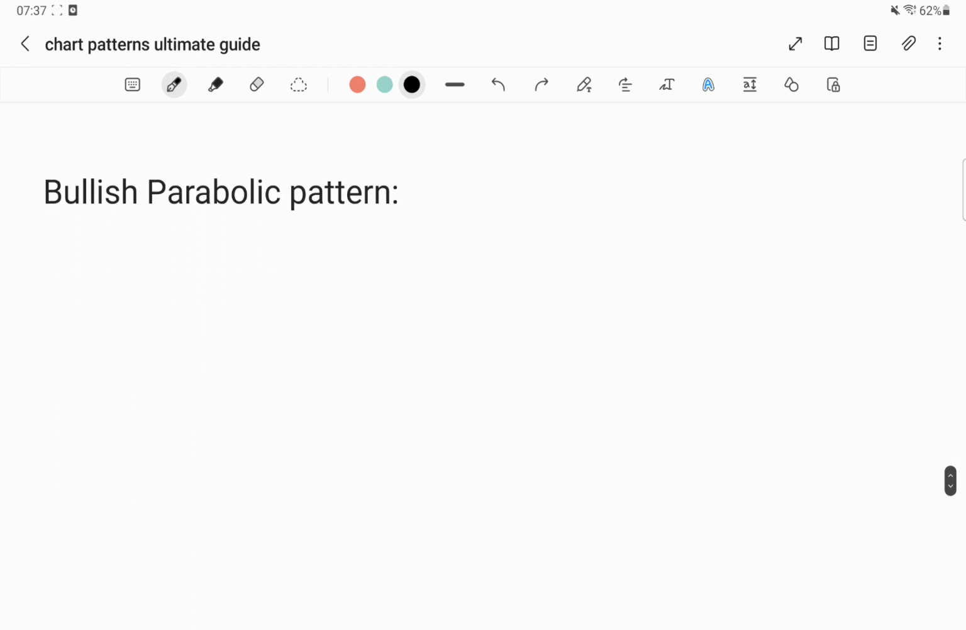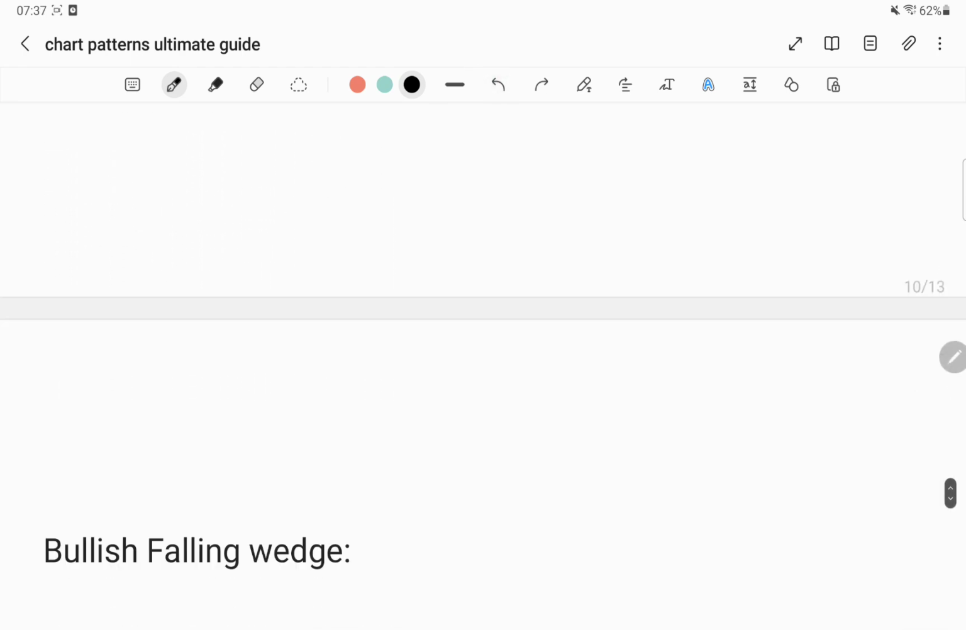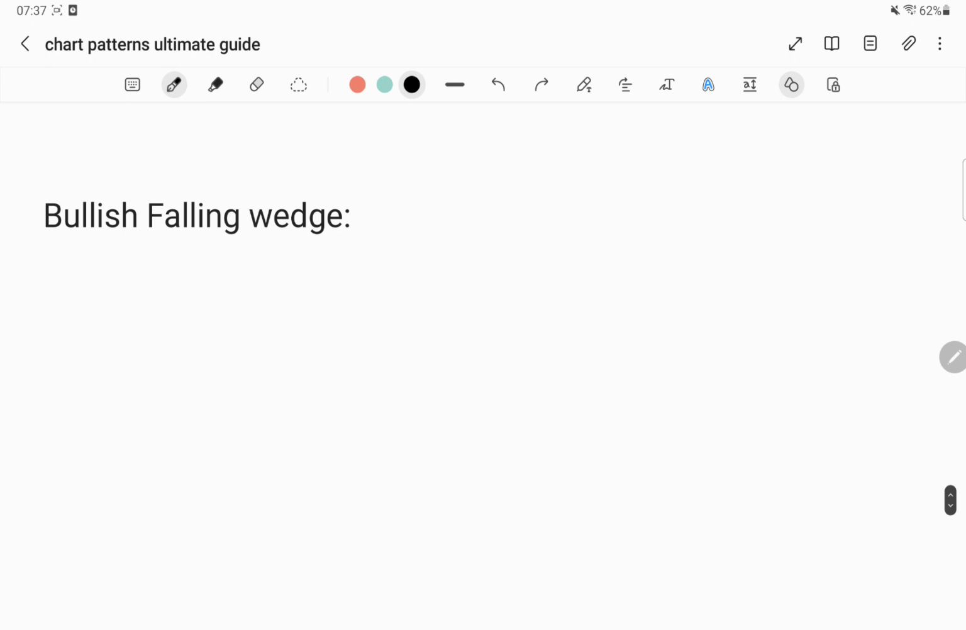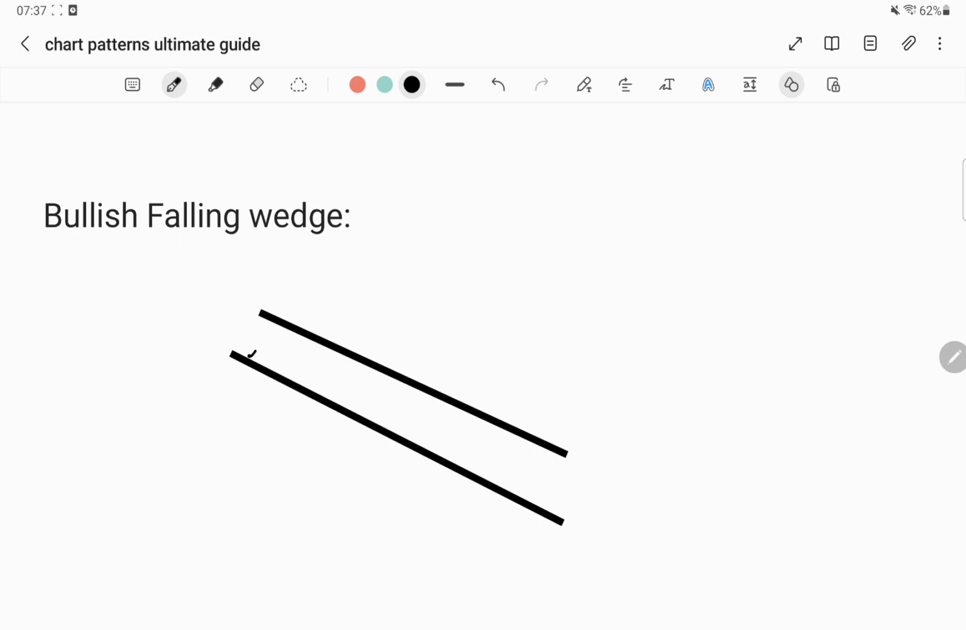Oh, it's right there. There you go. It wasn't written at the top for some reason. Bullish falling wedge. Right. Very similar pattern to the rising wedge. It's just basically the opposite. So let's say you have your resistance and your support like this. And you trade in between it.